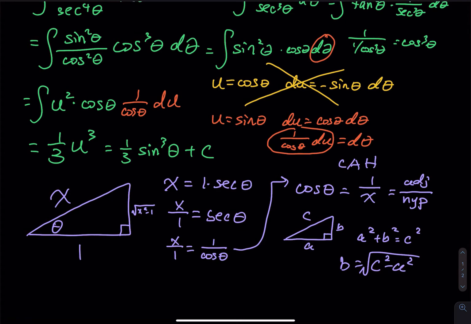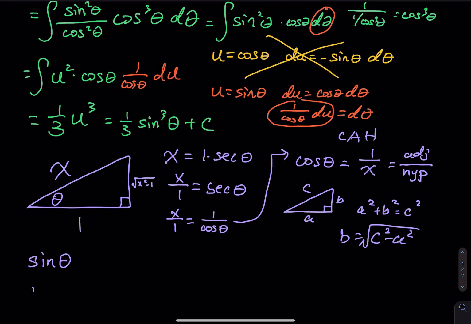So now you have the right triangle trigonometry, and according to that, we have SOHCAHTOA, S-O-H, so that is opposite divided by hypotenuse. Opposite is the square root of x squared minus 1, hypotenuse is x, so that's all you need.